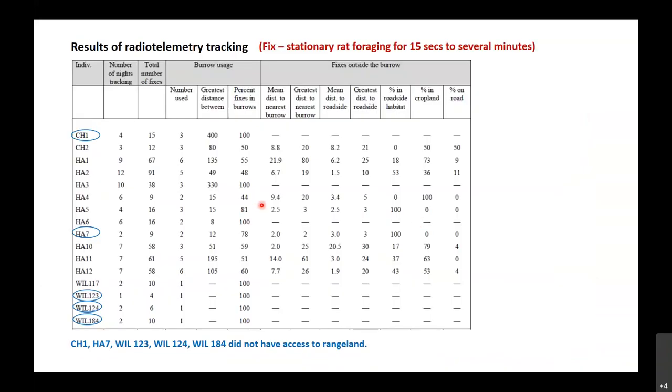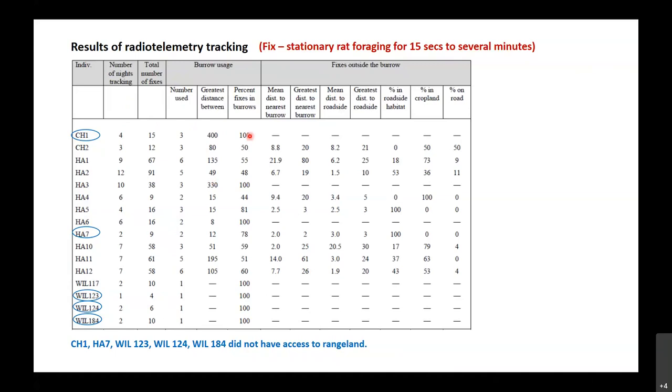Okay, so some more of the numerical results from the tracking. Each individual right here in this column, then the number of nights that we did the tracking, the total number of fixes, the burrow usage. What's important here is, again, that most individuals are using more than one burrow. The distance between burrows can be quite great. A lot of times we recorded fixes in the burrows.